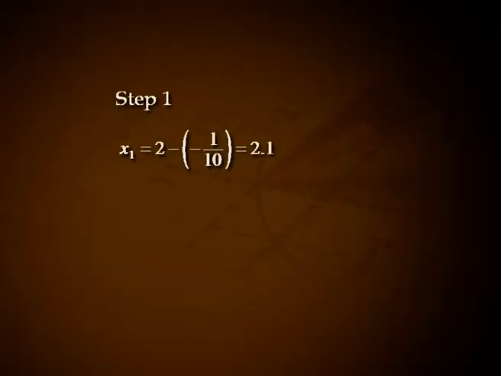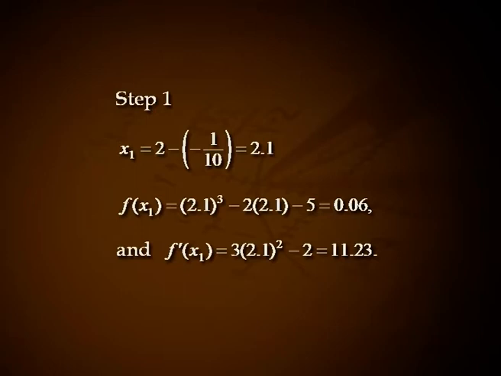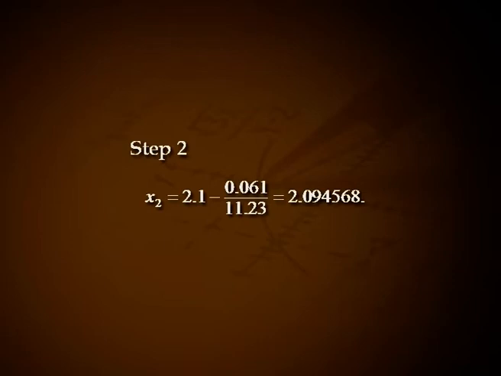Step 1. x1 = 2 - (-1)/10, that is equal to 2.1. f(x1) = 2.1^3 - 2 into 2.1 - 5, that is 0.06, and f'(x1) = 3 into 2.1^2 - 2, that is 11.23. Step 2. x2 = 2.1 - 0.061/11.23, that is equal to 2.094568. We accept 2.094568 as an approximate root.